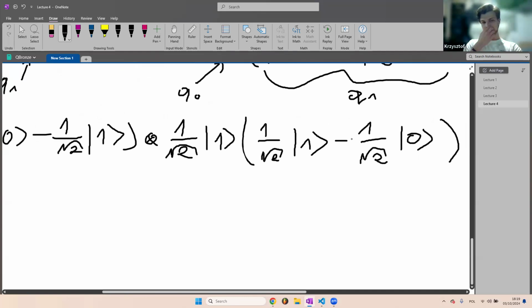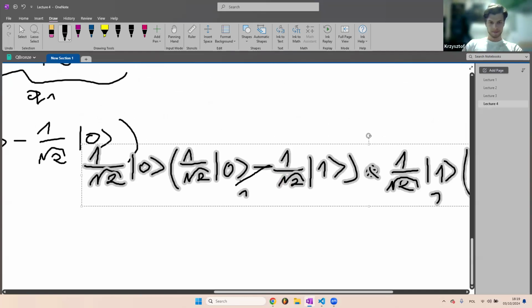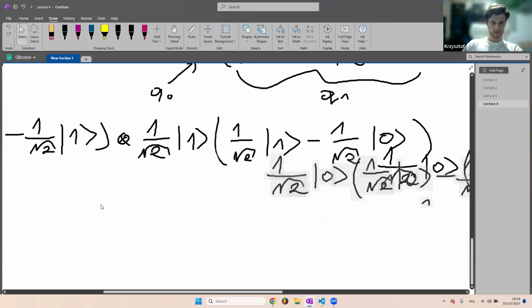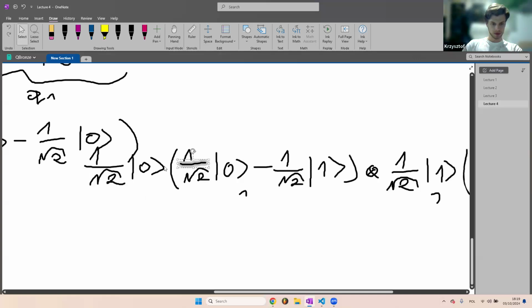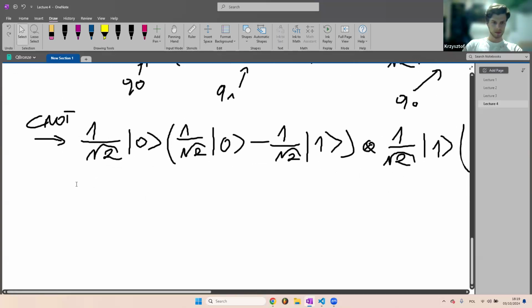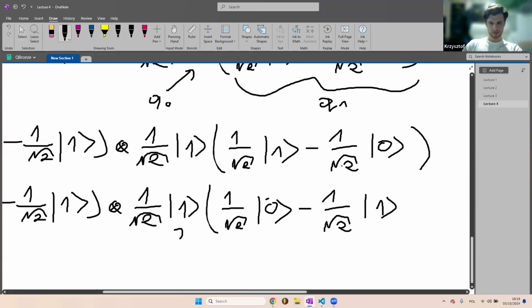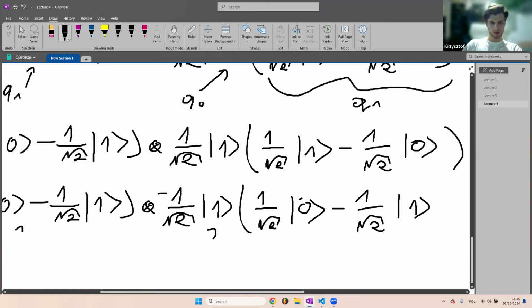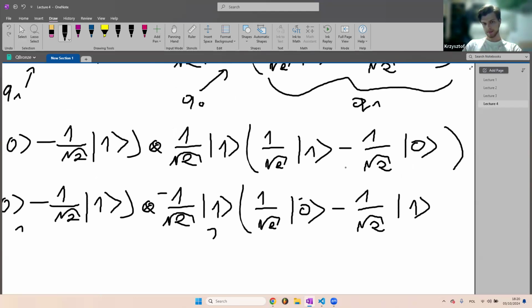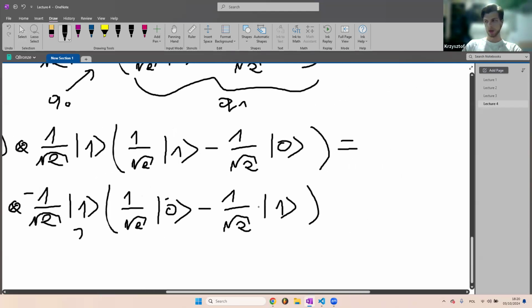So let me again rewrite this. Okay, let's try once again. Okay, paste it. So this is equal to, now we place the minus in front of the bracket and we change the order of those two states. So this is exactly equal to the expression below.